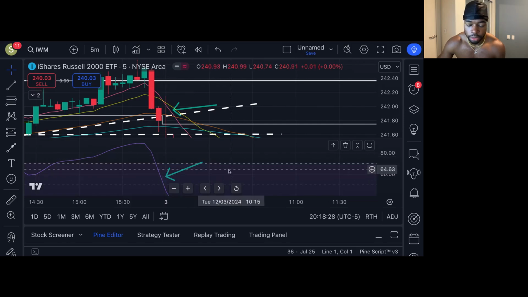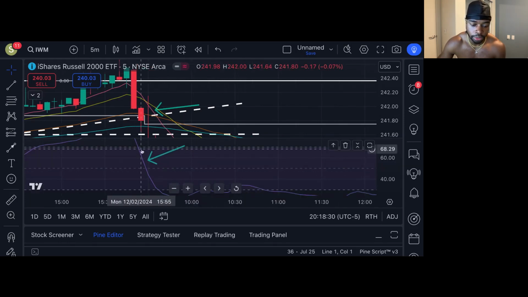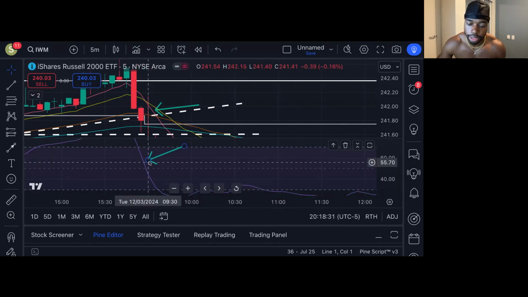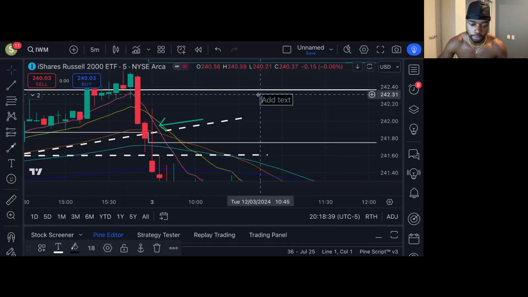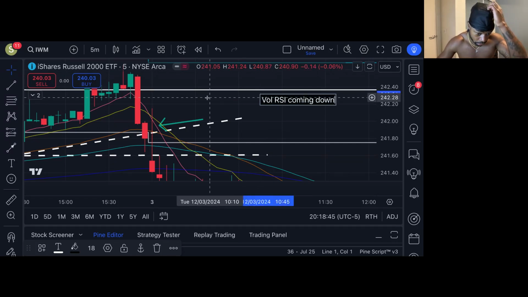Number one, my volume RSI was moving down. That's the first thing I noticed. Volume RSI was coming down, so I'm thinking I'm going to go short. That's number one, the first piece of confluence.